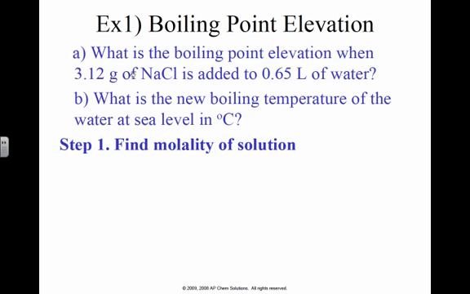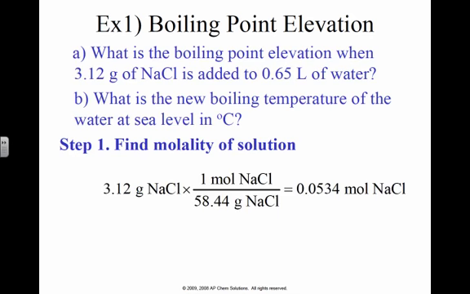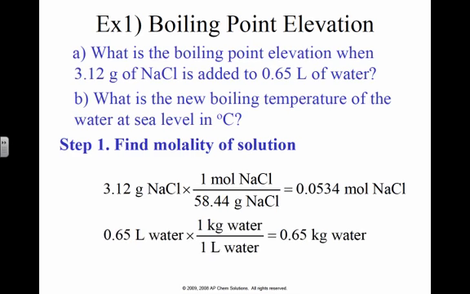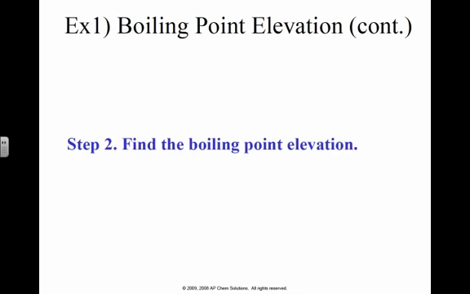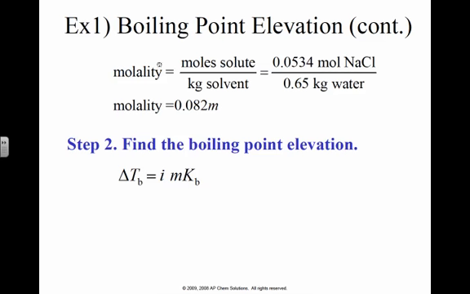What is the boiling point elevation when 3.2 grams of NaCl is added to 0.65 liters of water? What is the new boiling temperature of the water? First thing we're going to do is find the molality of the solution. I'm going to convert grams to moles. I'm going to divide it by my kilograms of water, and I get a molality of 0.082. That's going to be going right here. So I'm going to solve for my change in boiling temperature first.